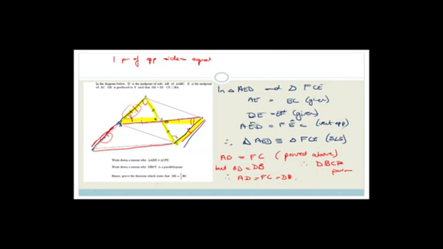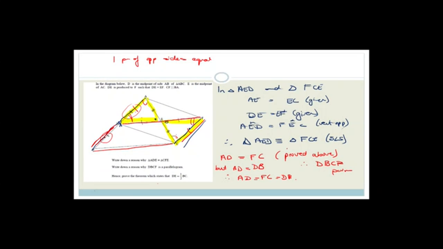Now this says write down a reason why triangle ADE, this little yellow one here, is congruent to triangle CFE. What we did was we worked out that it was side angle side. We had that these two angles were vertically opposite. We had that this side was equal to this side because it's given, and we had that this side was equal to this side because it was given. Therefore, we had side angle side.